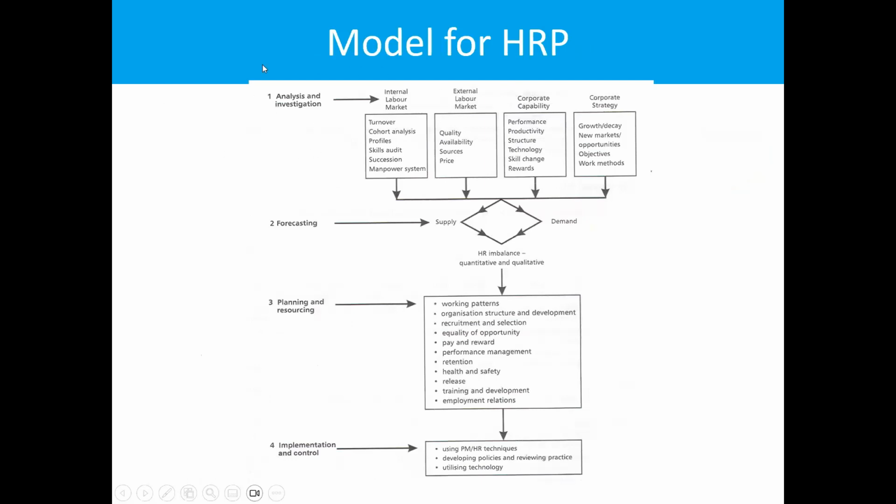Now come to the last point. For this lesson, the book People Resourcing by Stephen Pilbeam and Marjorie Corbridge is recommended. According to this book, this type of model is given by the authors to facilitate human resource planning. These are the 4 steps: analysis and investigation, forecasting, planning and resourcing, and implementation and controlling. These are the 4 steps to be followed for a very good human resource plan for an organization.